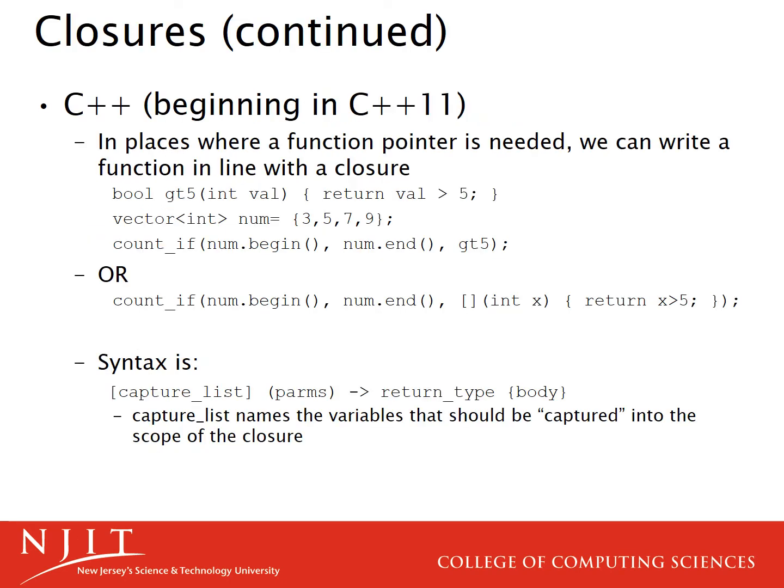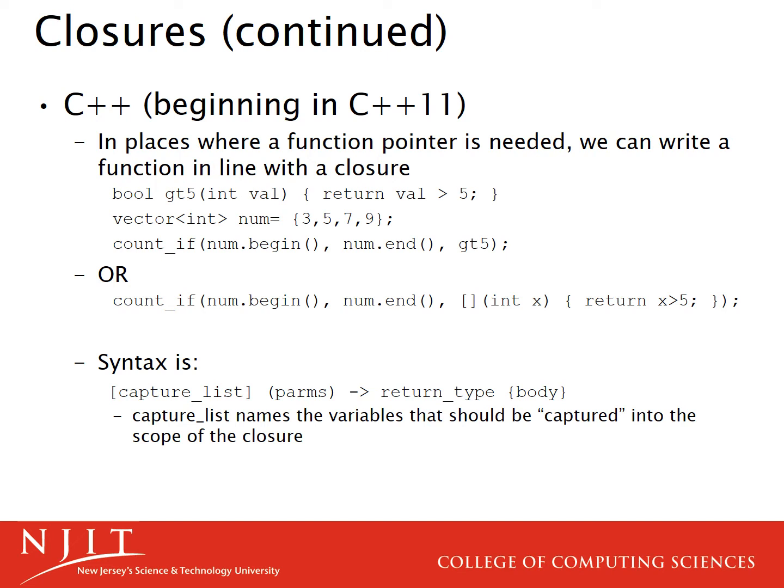C++ provides closures as well with a slightly different syntax, but the idea is the same. The idea is you have a square bracket enclosed capture list. More about that in a second. Then the parameters in parens, an arrow, and the function body. And you can see two examples of this.